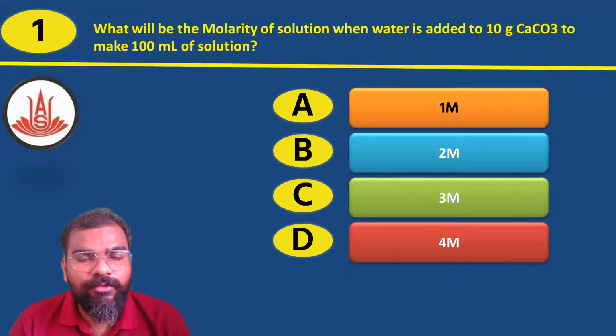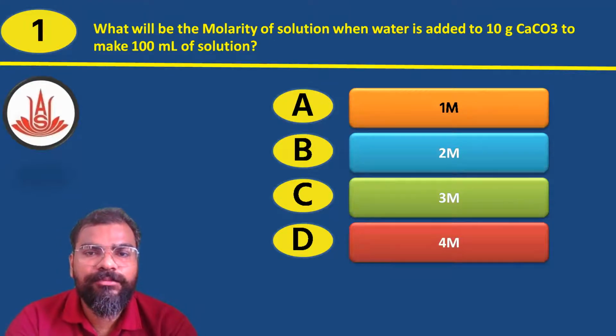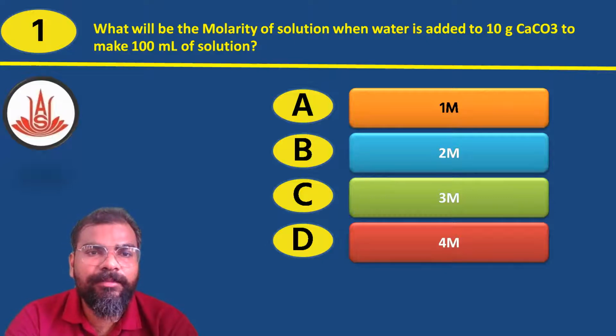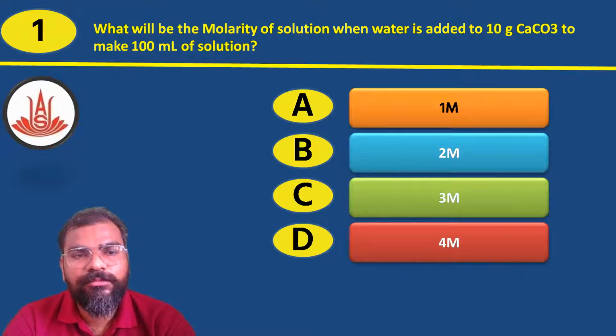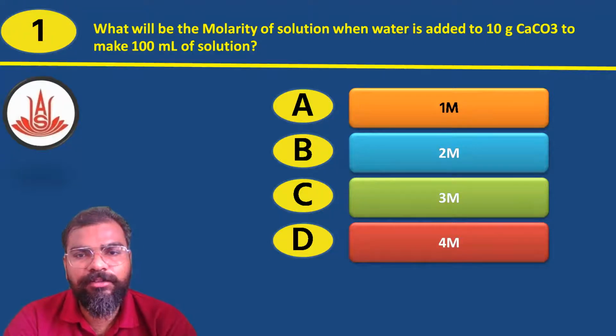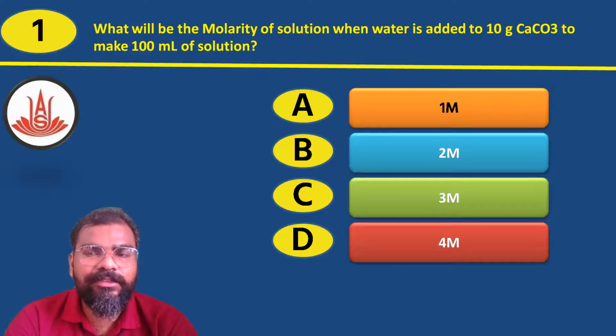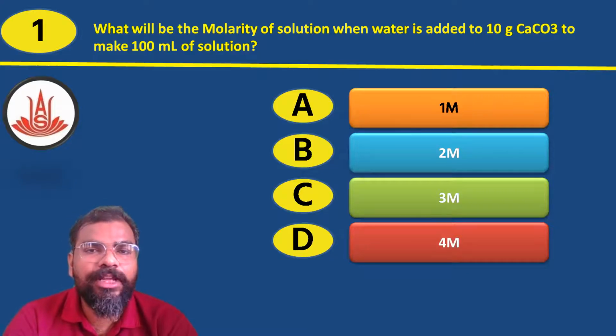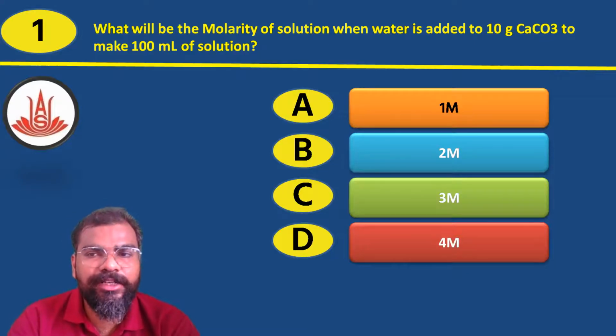What will be the molarity of a solution when water is added to 10 gram of CaCO3 to make 100 ml of solution? Once again, the question: we have to calculate the molarity of a solution. 10 gram of CaCO3, that is calcium carbonate, is given, to make 100 ml of solution, and we need to calculate the molarity.